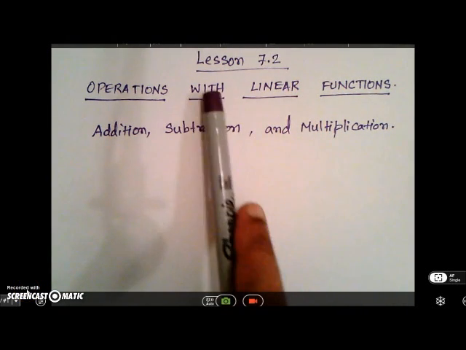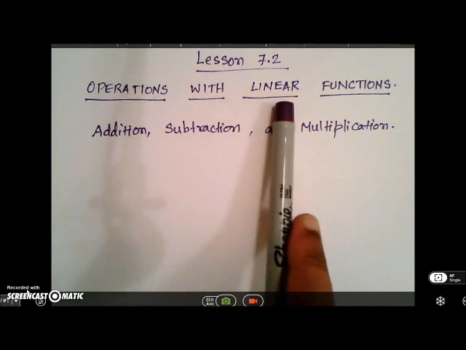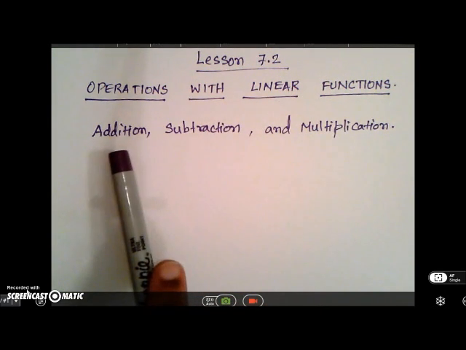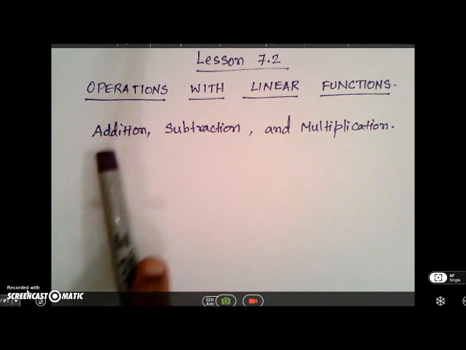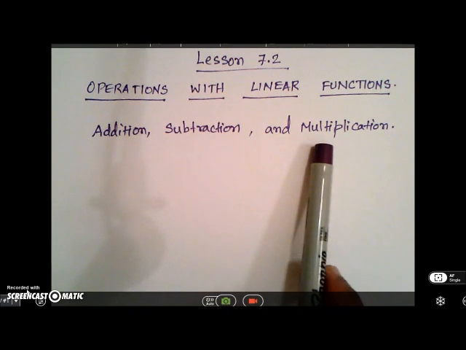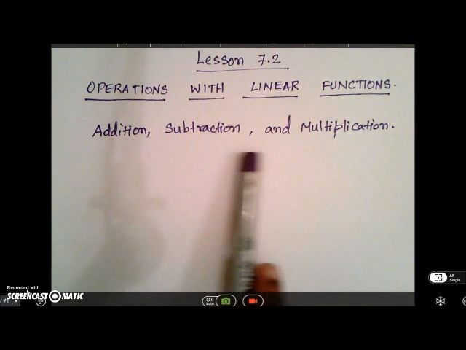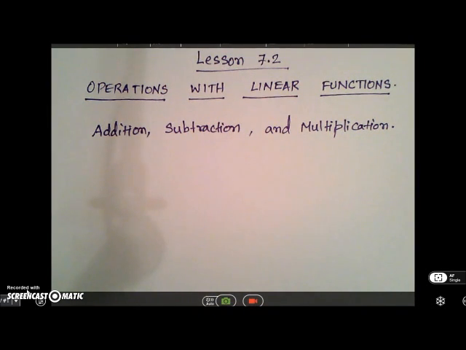Good evening. Today we're going to look at lesson 7.2, which is operations with linear functions. When I say operations, I'm talking about the four basic mathematical operations such as addition, subtraction, multiplication. But we're not going to do division with linear functions. We're going to perform these three operations.